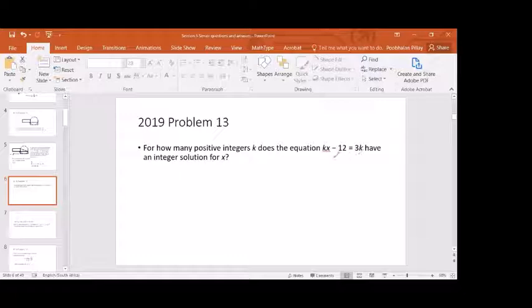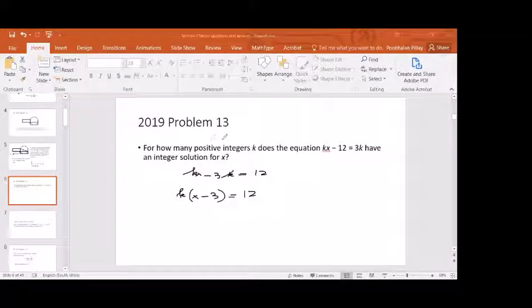But the best thing to do is to solve for one in terms of the other. And I can see I got two k's there. So let me bring the k's to one side. I've got kx minus 3k equals 12. Bring the k's to one side. And then I got k into x minus 3 equals 12, right?